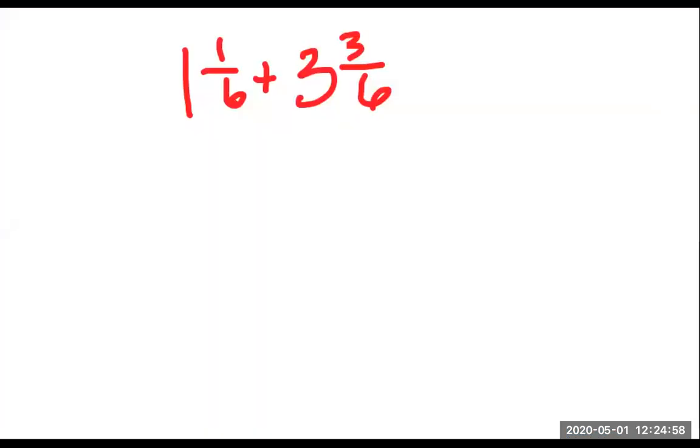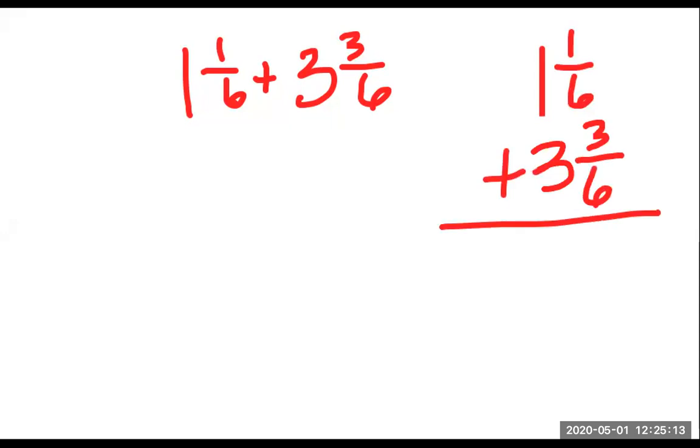So let's look at adding mixed numbers now. A lot of times mixed numbers are shown in this way, but it's really better to stack them like you would a lot of problems. When we add, we always start with the smallest place first, right? In this case, the smallest place is the fractional part. So we want to add the fractions first. 1/6 plus 3/6 would give us 4/6. And then we would add the next place over, which happens to be the ones place. 1 plus 3 would give us 4.